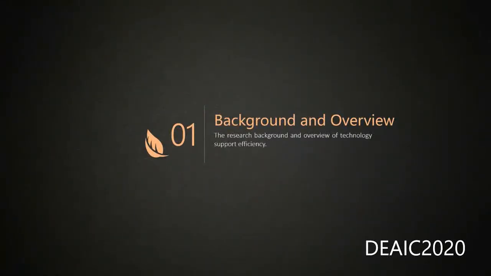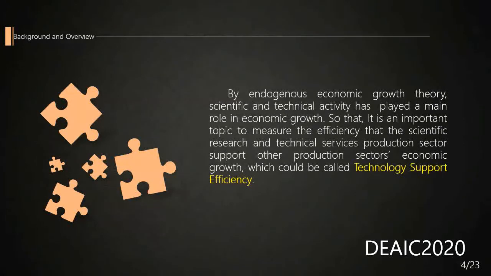Okay, let's begin with the background and the overview. By endogenous economic growth theory, scientific and technical activity has played a main role in economic growth, so it is an important topic to measure the efficiency with which the scientific research and technical service production sector supports other production sectors' economic growth. We could call it the technology support efficiency, and it will be measured by this study.